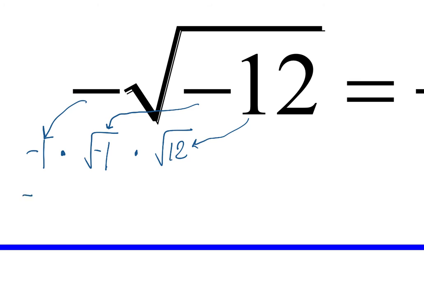Anyway, this would be negative 1 times i, and the square root of 12 is 2 times 6, which is 2 times 2 times 3. So the 2 can come out. That will be negative 2i square root of 3. So again, the negative came from this. The i came from the square root of negative 1, and then the 2 square root of 3 was simplifying the square root of 12.